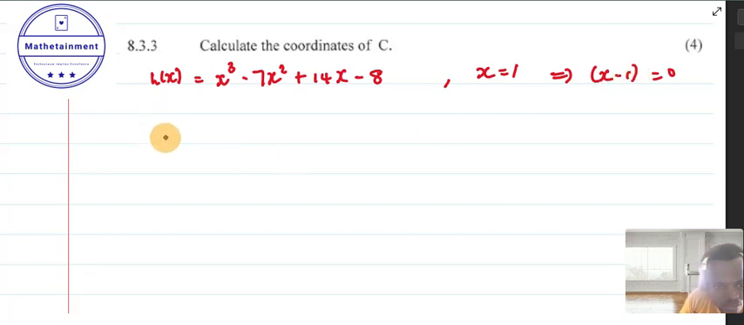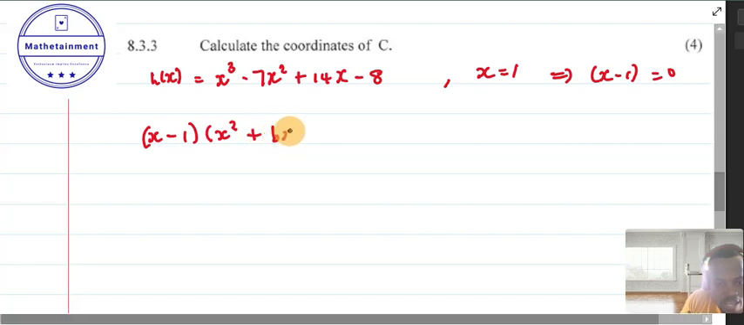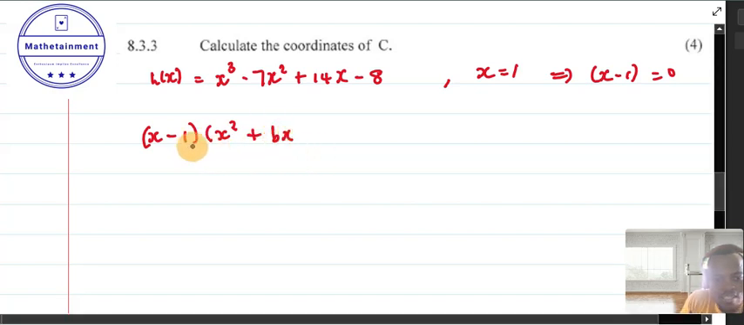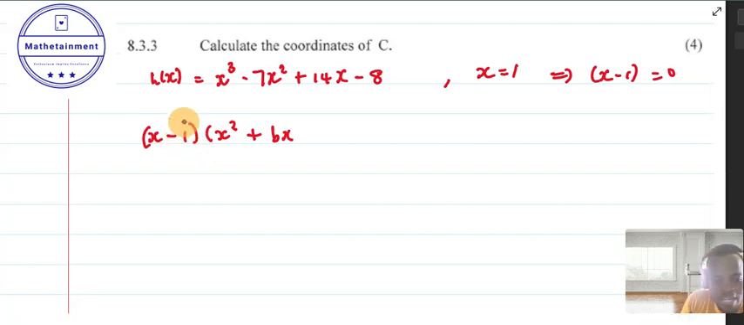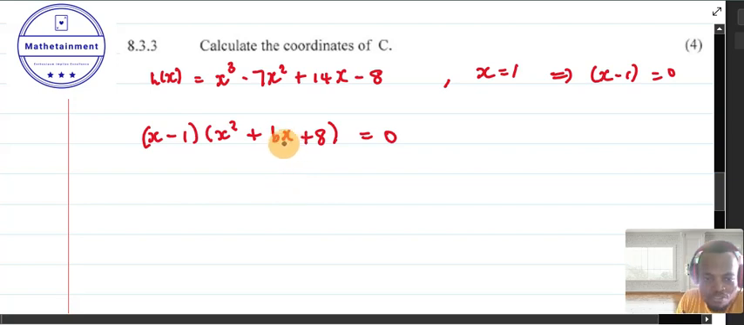So here that means x minus 1, okay, here x squared. What I don't know is the middle term, so I can replace the middle term by bx plus bx. The value of c is, so here if x minus 1 is a factor, that means I can multiply minus 1 by a positive 8 to get this minus 8. So this one becomes plus 8. So it's equal to 0. Okay, the first thing to do, I have to find the value of b.